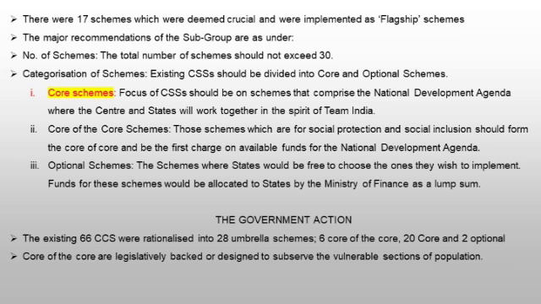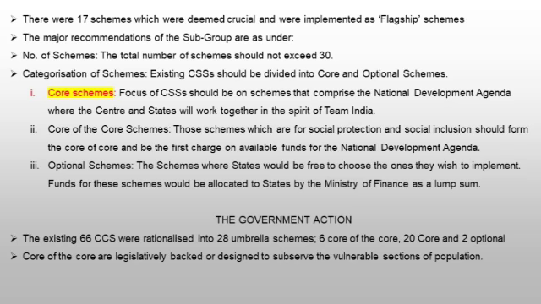Then optional schemes. The action the government took was, in 2015, 66 centrally sponsored schemes were rationalized into 28 umbrella schemes, out of which 6 are core of the core, 20 core and 2 optional. What is this core of the core? They are legislatively backed and they target the vulnerable sections.